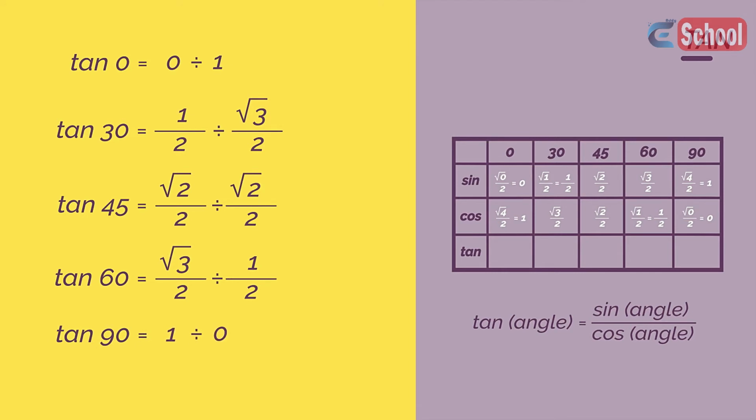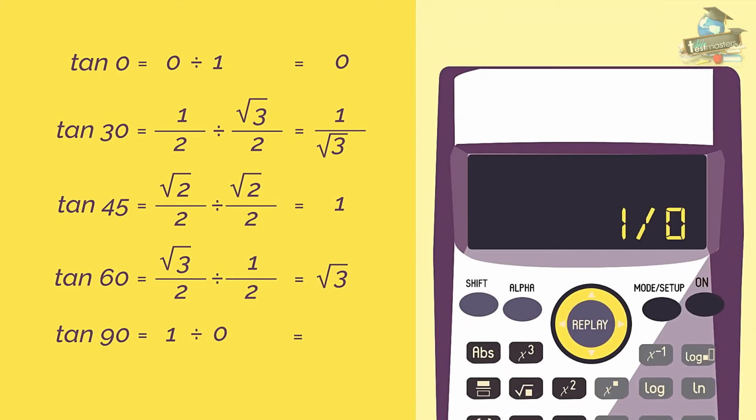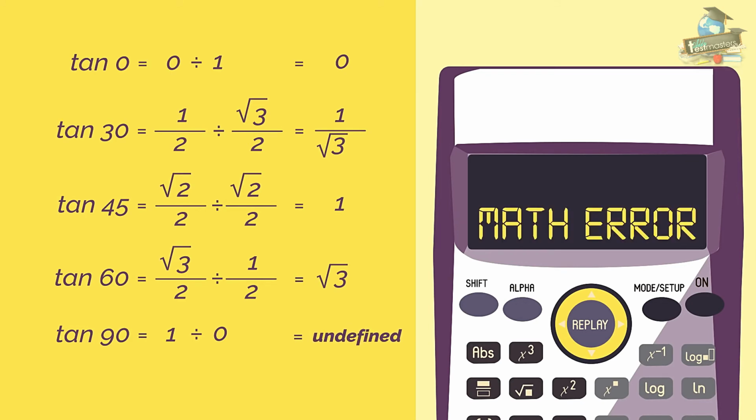So we can cancel these down. Tan of 0 would be 0. 30 would be 1 divided by root 3. 45 is just 1. 60 is root 3. And tan 90, type into your calculator 1 divided by 0 and it will say math error. We can't do that. Right, so it wasn't that hard, was it?